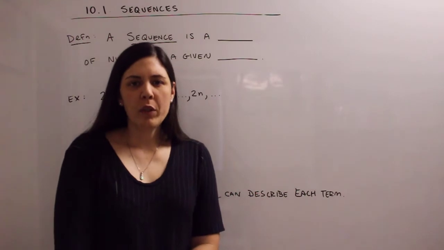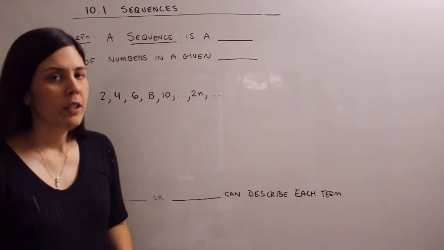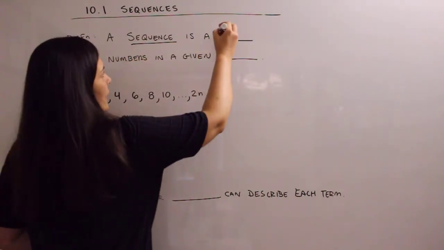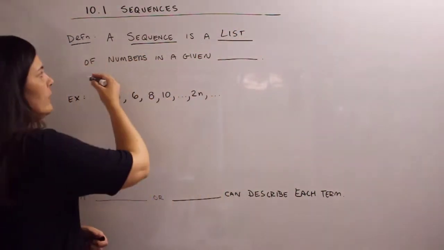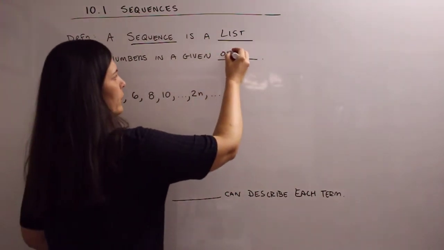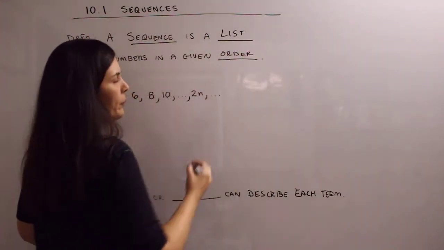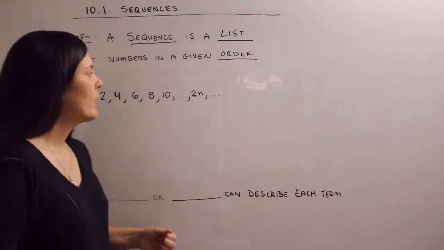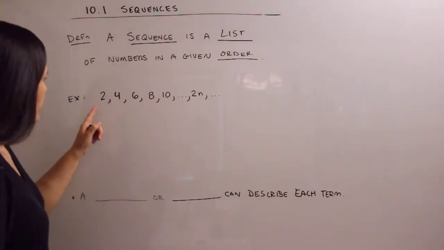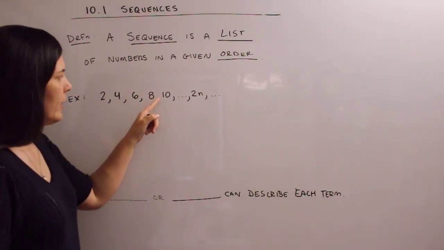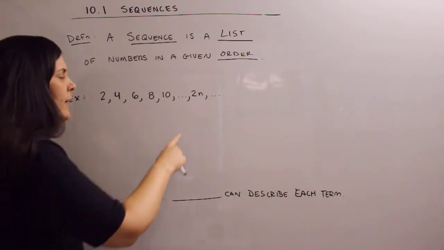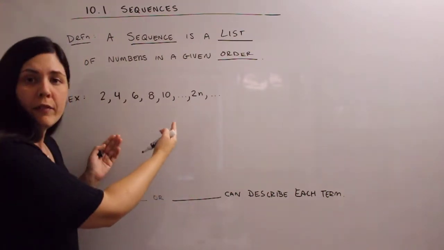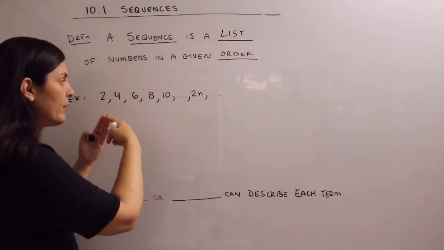Alright, jumping right into 10.1, sequences. So our definition for sequence, a sequence, as we said before, is a list. It's a list of numbers in a given order. So the order does matter. Okay, so if it's the same numbers in the list but the order changes, it's a different sequence. Here's an example for us. 2, 4, 6, 8, 10, and then so on, and then 2 times n, so on. So this is an example of an infinite sequence. Notice it is a list and it is infinite.